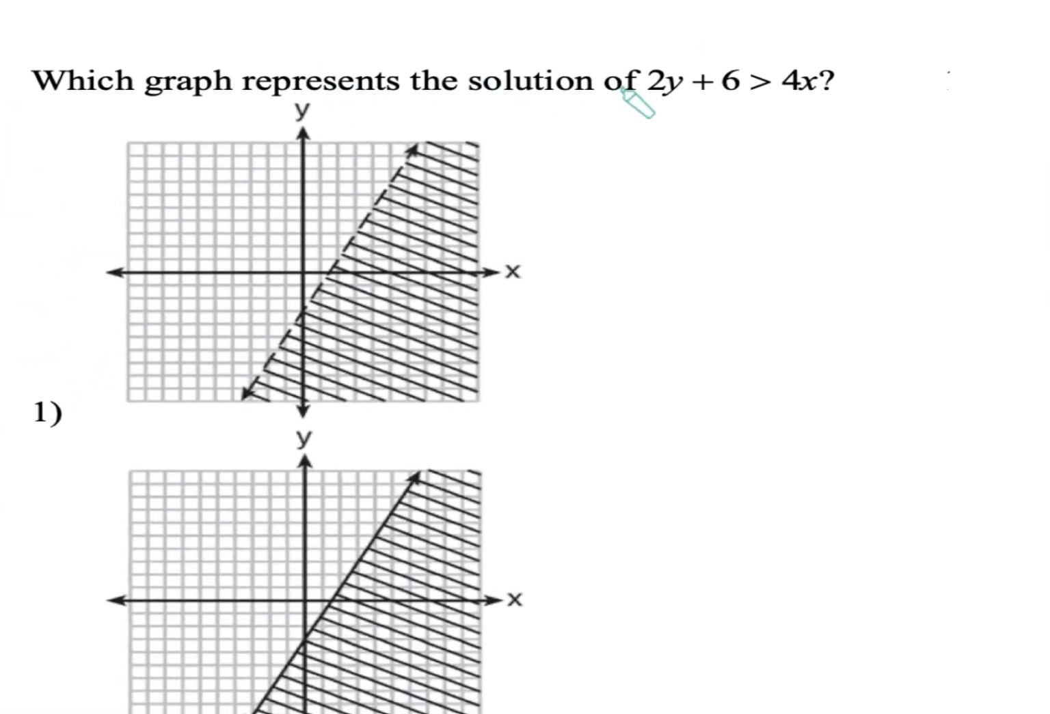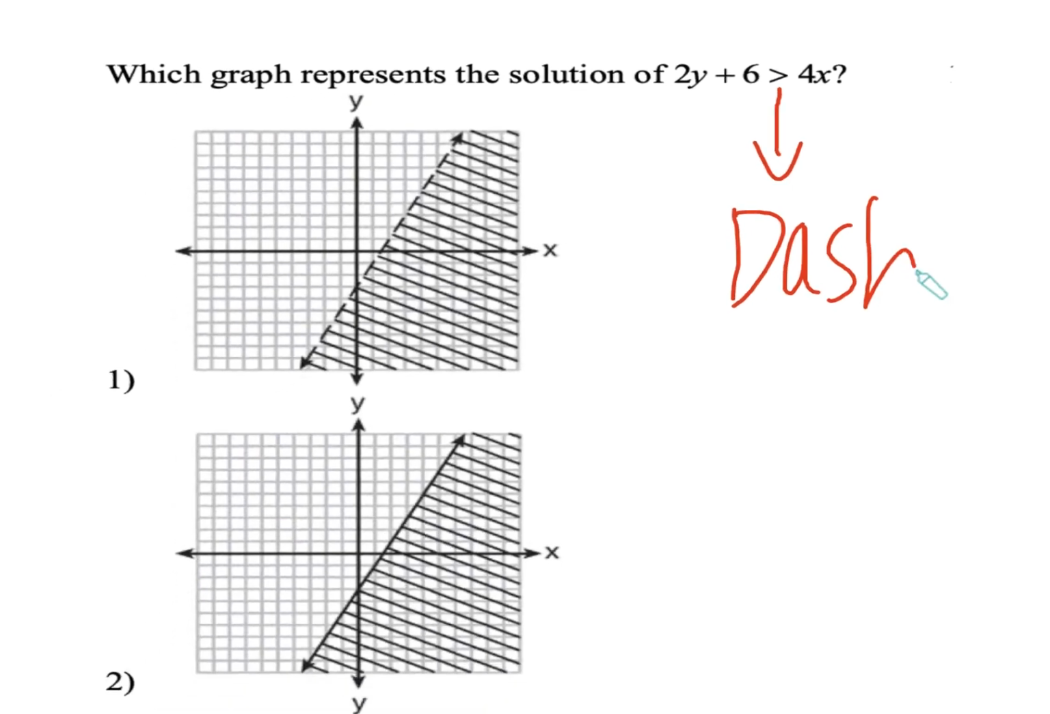Which graph represents the solution of 2y plus 6 greater than 4x? Remember I told you, if the y is on the left-hand side, no matter if anything is added to it or subtracted from it, as long as it's on the left-hand side, we are okay. So our y is on the left, that's good. I don't really care about the plus 6. Let's look at our inequality sign. Our inequality sign is greater. So because it's greater, we're looking for a dashed line.